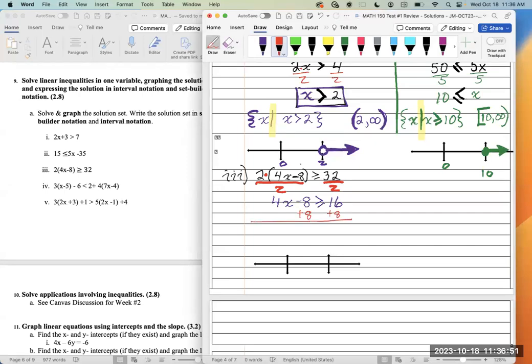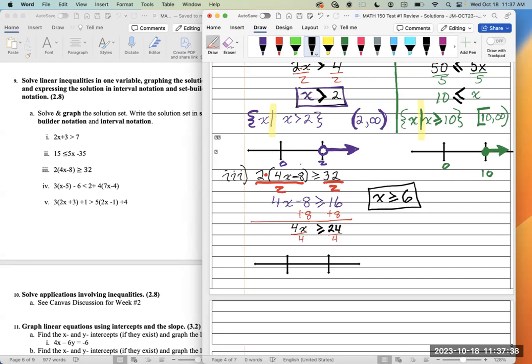This is an inequality, so when I divided by 2, I needed to pause and think about whether I was going to change the direction of my inequality symbol. I don't need to. I'm not dividing by a negative, I was dividing by a positive 2. So I now have 4x is greater than or equal to 24. Again, I did not flip the direction of the sign because I'm only adding or subtracting. You never have to change it when you add or subtract. Now that I'm multiplying or dividing, I'm dividing by 4. So do I need to flip the inequality? No. And my answer is x greater than or equal to 6.